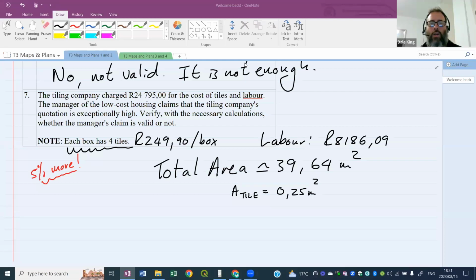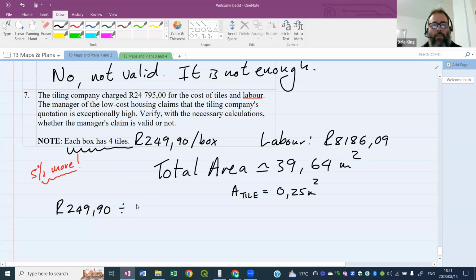Okay, so we've got to start walking here. What Kagiso said is, she said, I need a price for 1 tile here. So let's just follow that path and let's see where it takes us. All right, so 249.90 per box, and there are 4 tiles in each box. The box costs 249.90. So how much is it for 1 tile?